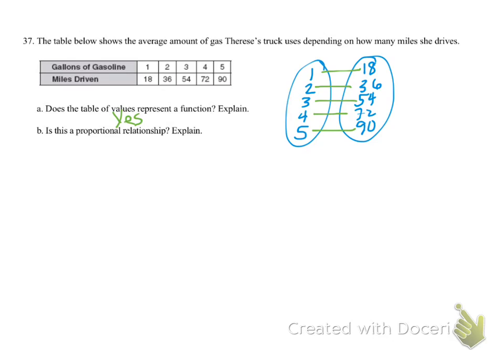Is this a proportional relationship? Well, in order to be proportional, it needs to have 0, 0. It has to go through the origin. So I notice here this is going up by 1 and this is going up by 18. That means it's linear because it's constantly increasing by the same rate. If I continue that rate going down, I will notice I get 0, 0. So yes, it's proportional because it goes through 0, 0.